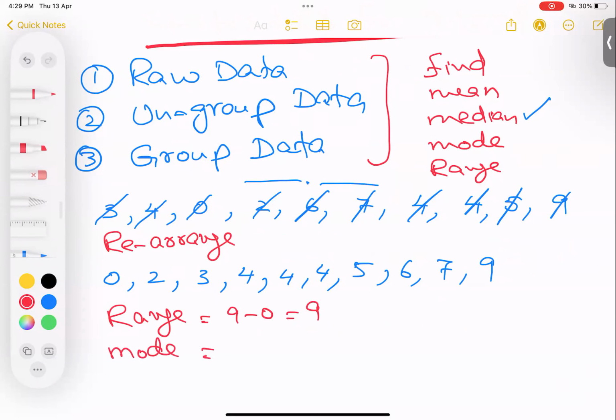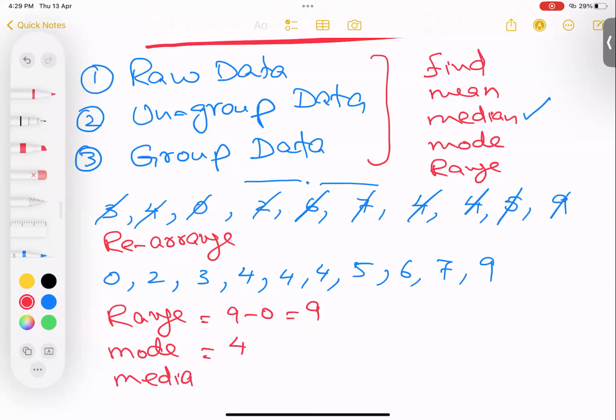Second part, he can ask you mode. What is mode? Mode is the maximum repeating number, and which is 4. It repeats 3 times. No other number repeats the maximum except 4. So the mode is 4.